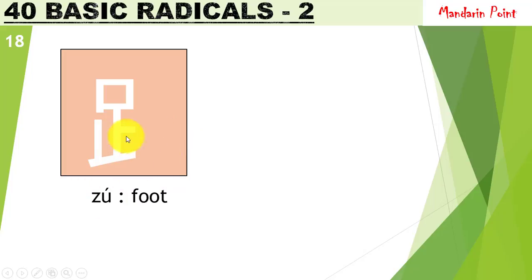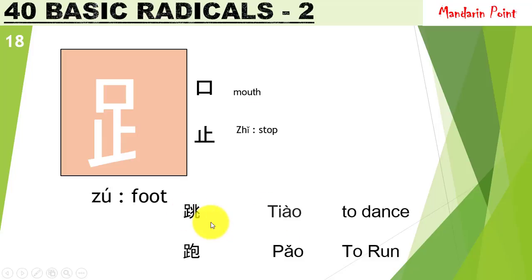The next radical is zu, meaning foot. So it will represent any action, any performance, any name, any activity related to foot. Let's simplify this radical first. The upper portion is kou, mouth, and the lower portion is zhi, to stop. We have already studied this one as well. So any character composed of this zu will represent something related to foot. For example, here we have tiao, meaning to dance, and pao, to run. Both of these are actions which are performed through foot.